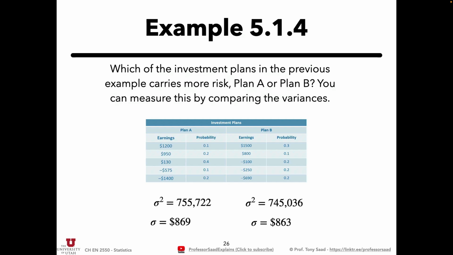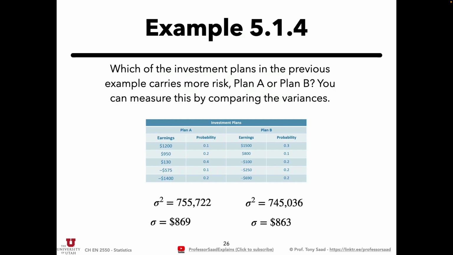So if you compute the variance and the standard deviation for plans A and B, what you get is about $869 for plan A and $863 for plan B. So they are about the same in terms of variance. It's a large variance, but it's not outrageously high, so I would still stick with plan B. Anyway, this is easy, but what's going to come next is much more interesting.